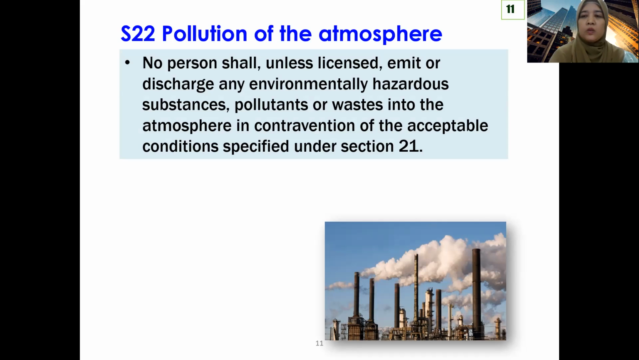Remember minister? So means you are allowed to emit, you are allowed to discharge, you are allowed to produce a certain level of substance, a certain level of pollutants, a certain level of waste into the environment. Selagi mana you are given a license, you are allowed under your license condition. But beyond the amount stated or stipulated in your license, you are considered a polluter. So it's very important to observe the amount permitted in the condition of the license.